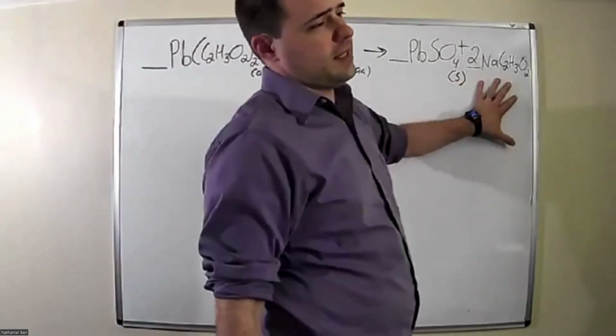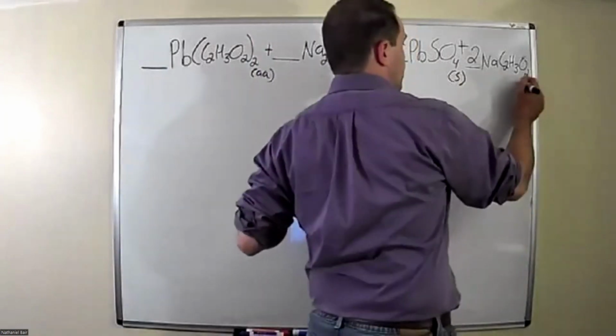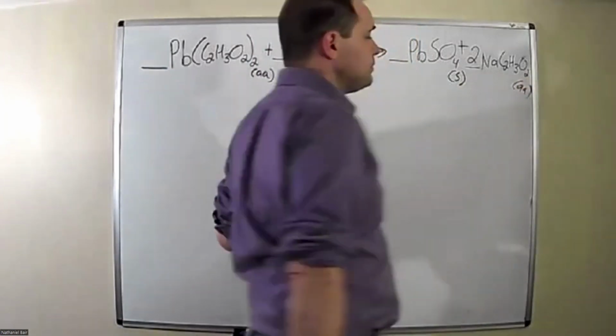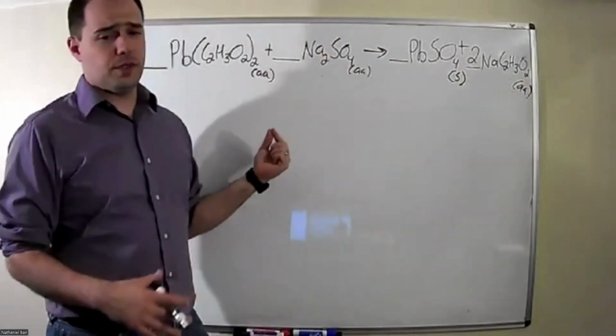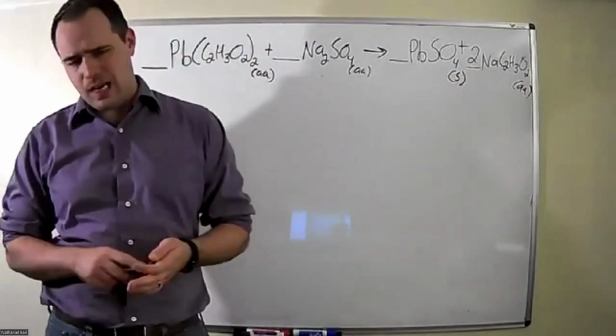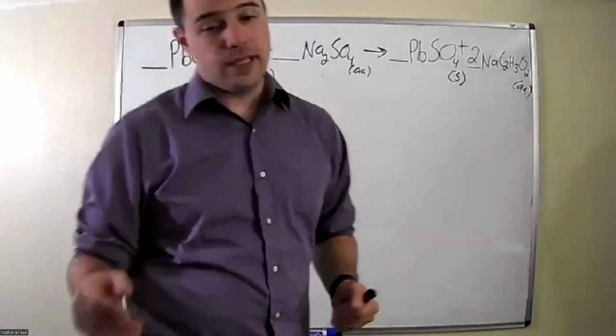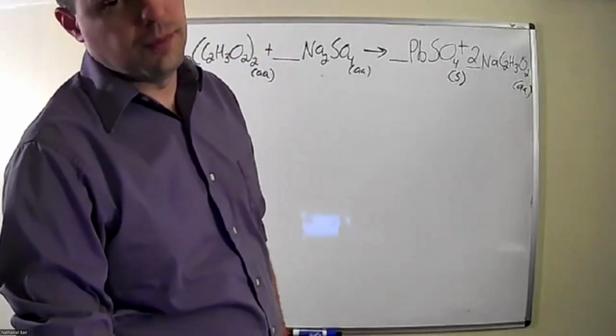Then we got sodium acetate here. This would be rule 1. Acetate salts are soluble, and that guy's aqueous. So this is a precipitate reaction. If you mix these 2 aqueous solutions, that solid is going to crash out. You're going to get the white solid lead 2 sulfate. Cool.